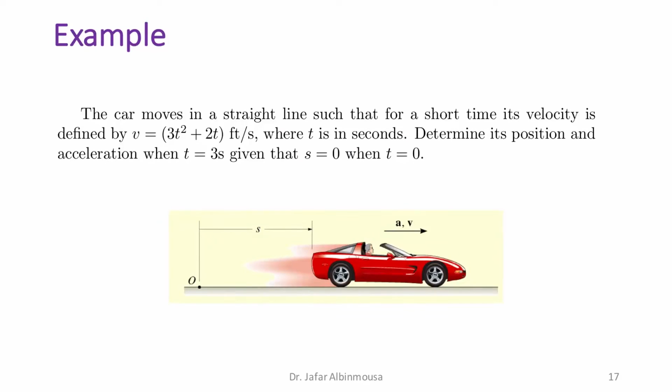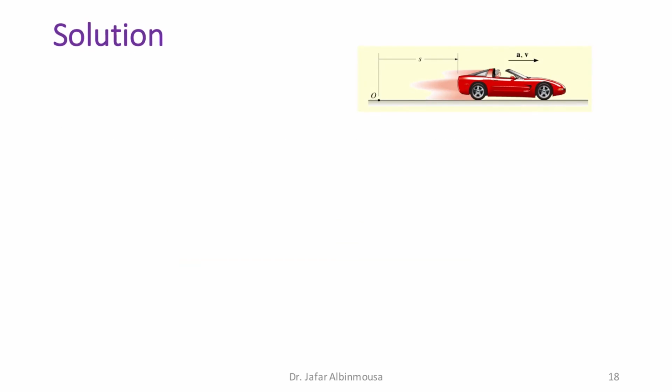Now let's have this quick example. In this example, we have a car that moves in a straight line such that for a short time its velocity is defined by the equation v equals 3t squared plus 2t feet per second, where t is in seconds, and we want to determine its position and acceleration when time equals 3 seconds, given that the position is s0 when the time is equal to 0. Now we will start with the position.